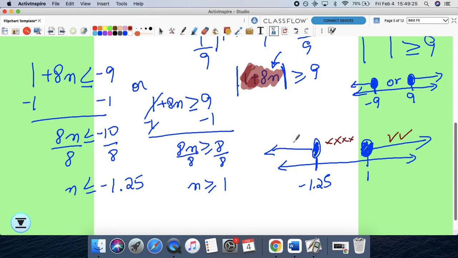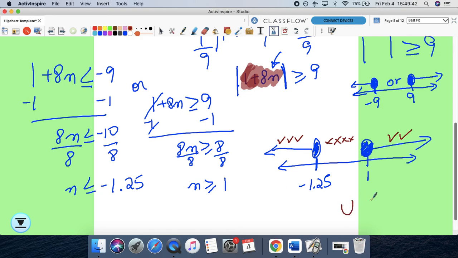And on the other side, let's pick an easy number, negative 2. 8 times negative 2 is negative 16. Negative 16 plus 1 is negative 15. And the absolute value of negative 15 is 15. Is 15 greater than or equal to 9? Yes, it is. So numbers on this side also work.